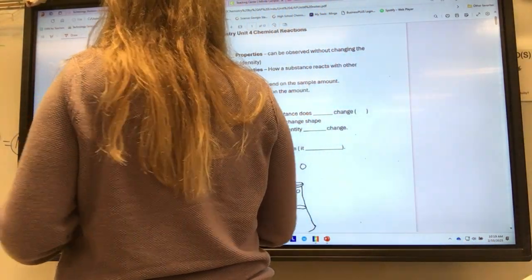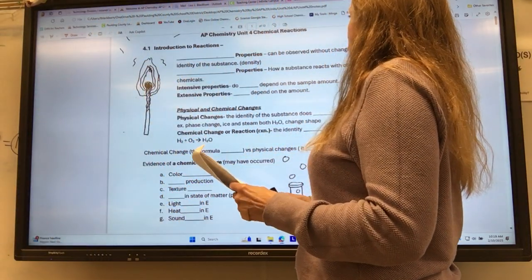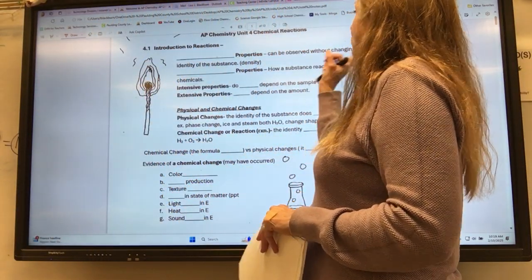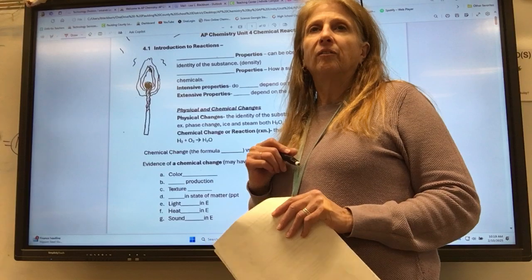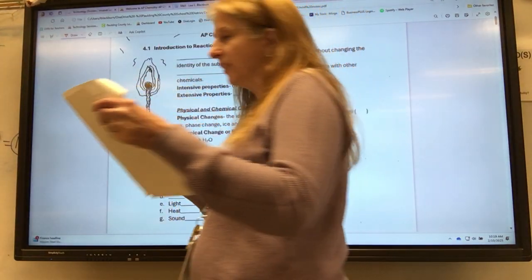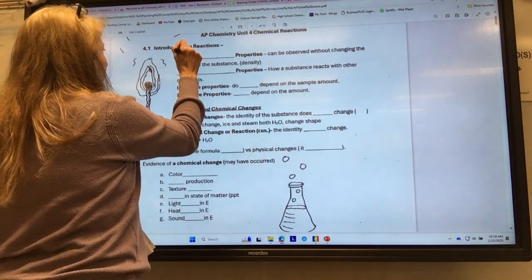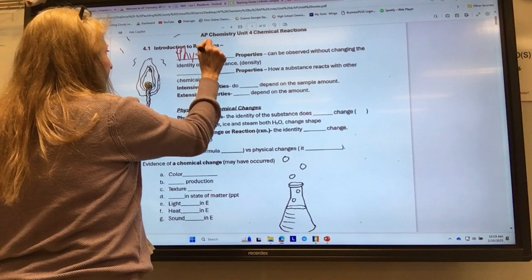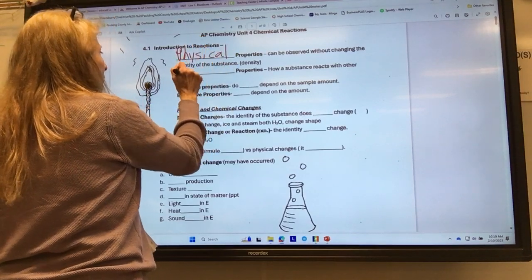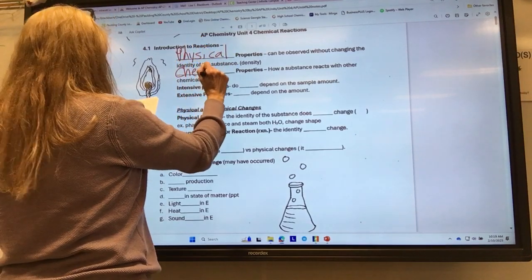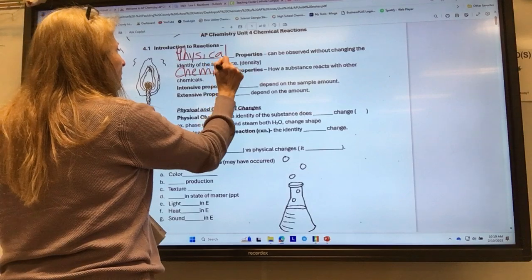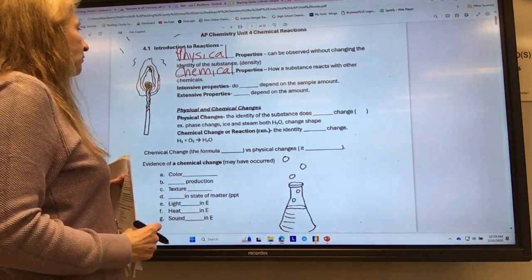All right, so chemical or physical? Which one can be observed without changing the identity? Physical or chemical? Physical, yes. So the other one, of course, is chemical. When the identity changes, bonds are broken, bonds are formed, you get a new formula.